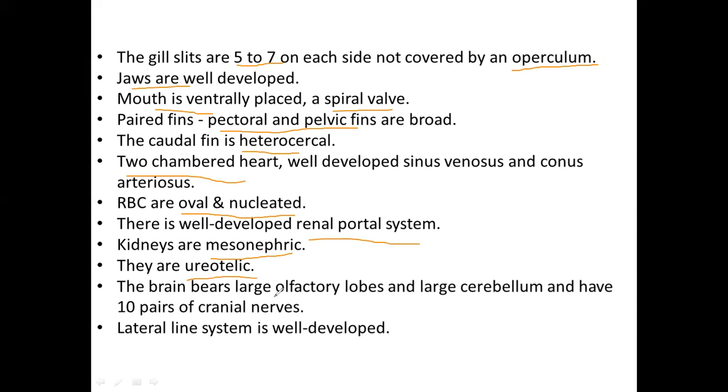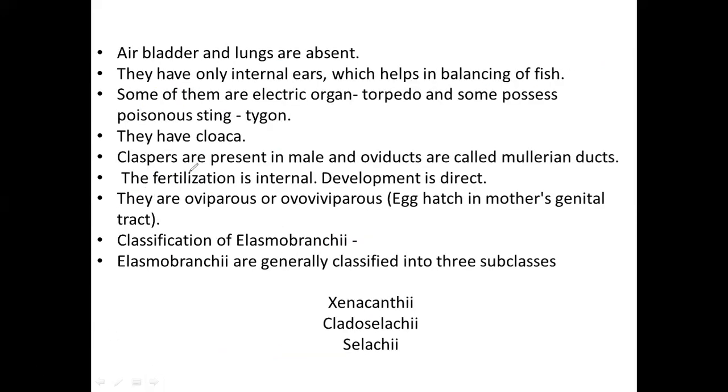Coming to the brain, they have large olfactory lobes and a cerebellum, and 10 pairs of cranial nerves are present. The lateral line system is very well developed. So these are the general characteristics. Coming to the next slide, as I have already said, air bladder and lungs are absent. They have gills, and with the help of gills itself they undergo respiration. They have only internal ears, whose function is just balancing the fish.